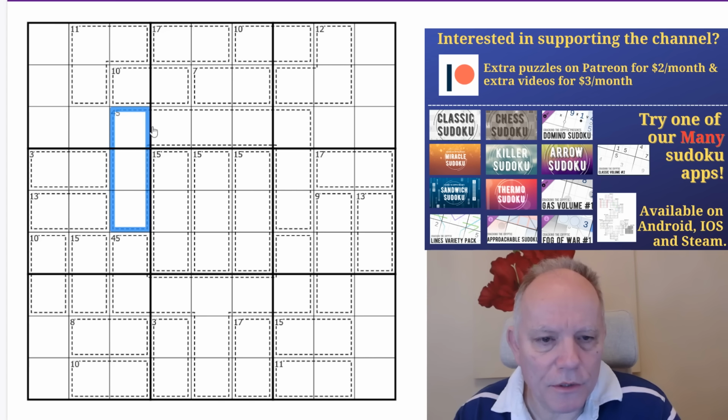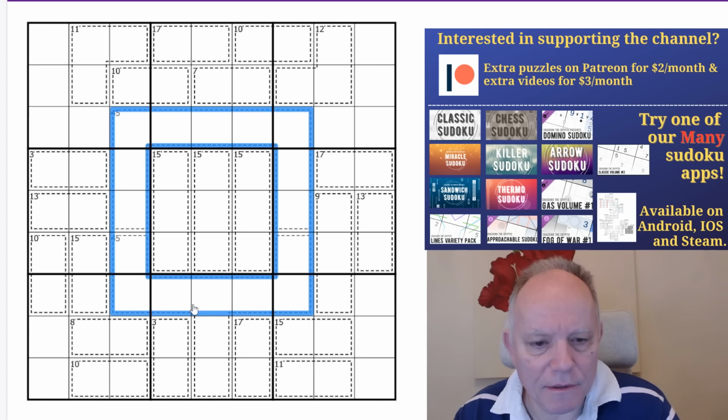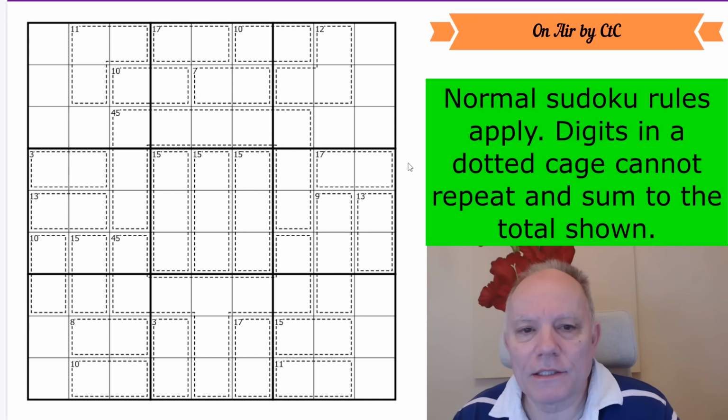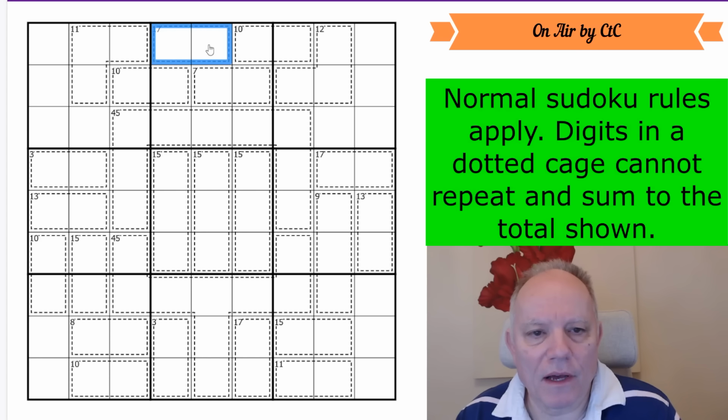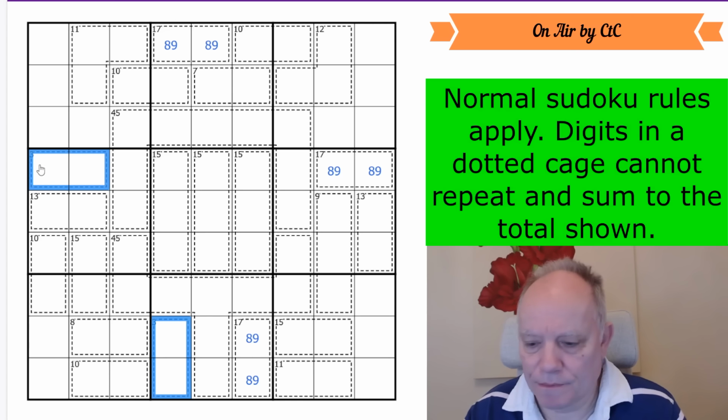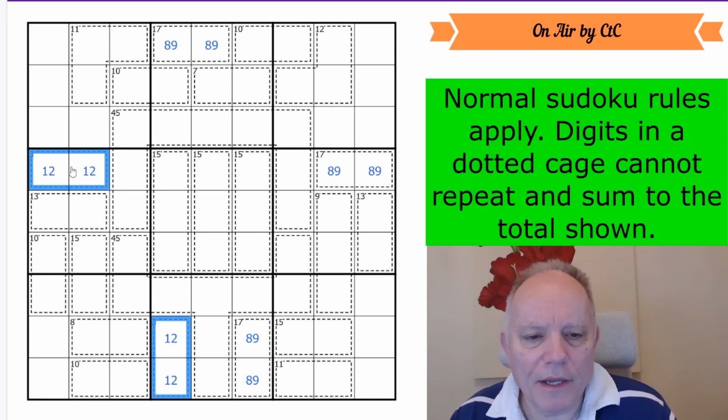In which the two central 45 cages form perhaps a radio microphone. Anyway, let's do some easy stuff like 17 cages in two cells. They're always 9/8s, 3s are 1/2s. Now, I'm going to think about these 15 cages in the central box.